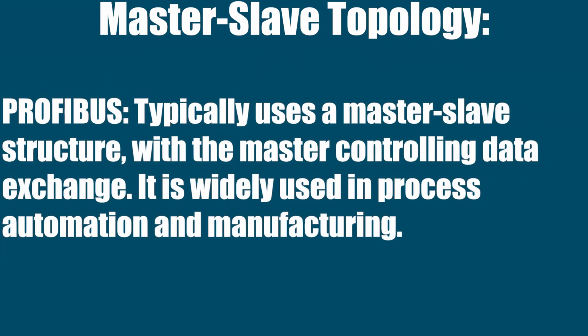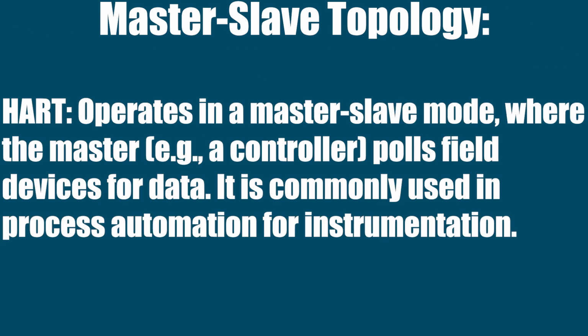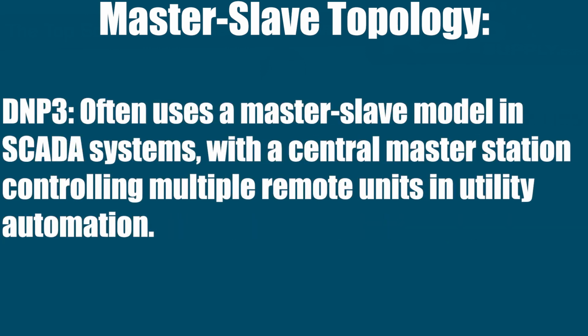Profibus typically uses a master-slave structure with the master controlling data exchange. It's widely used in process automation and manufacturing. HART operates in a master-slave mode, where the master or a controller polls or gathers information from field devices for data. It's commonly used in process automation for instrumentation. DNP3 often uses a master-slave model in SCADA systems, with a central master station that controls multiple remote units in utility automation.